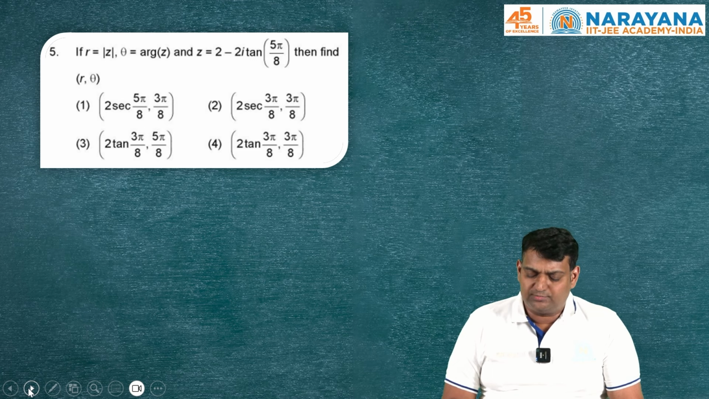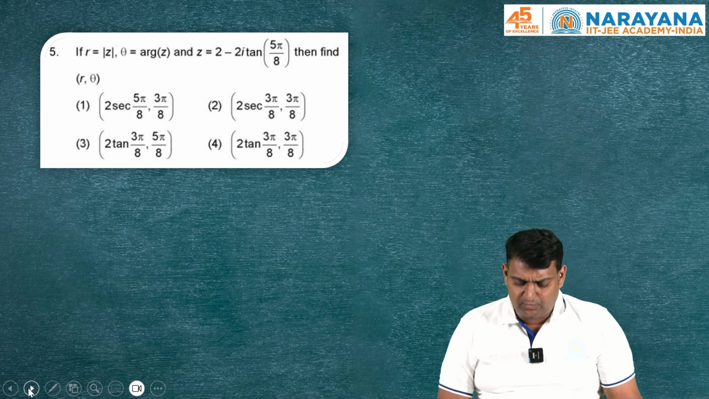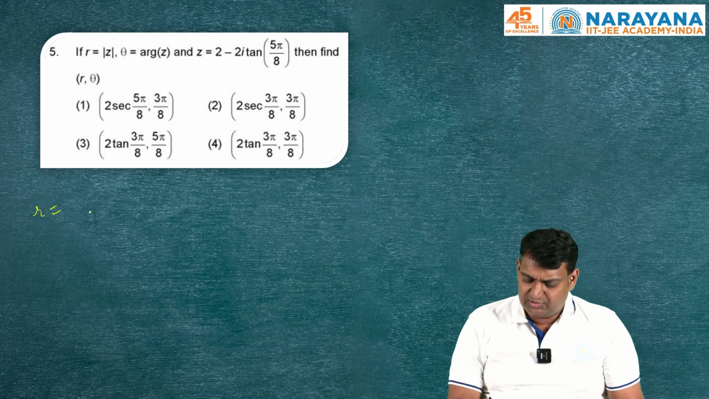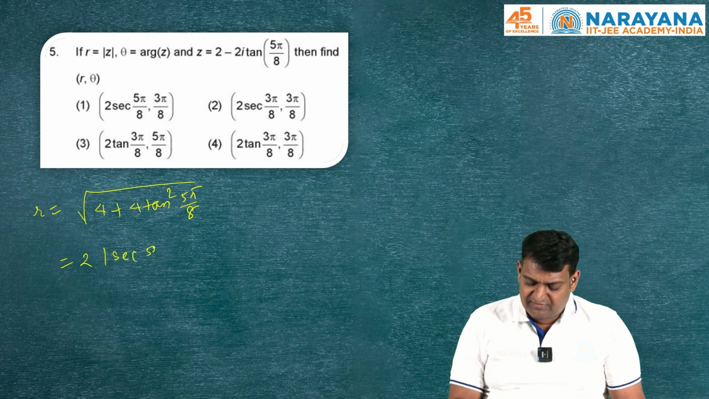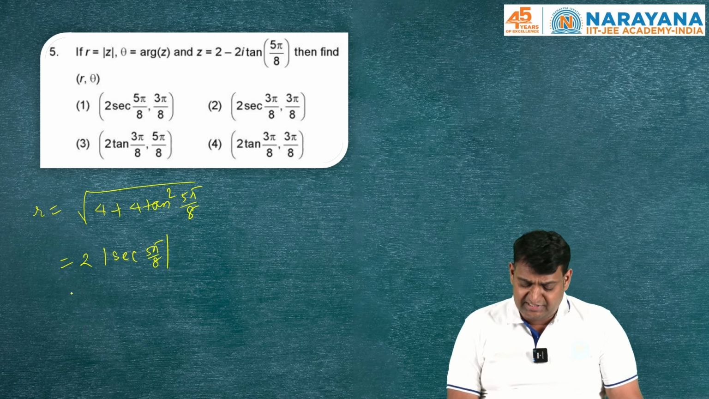It's a complex number problem. He gave a complex number Z and he asked you to find its argument and modulus. So come on, simple. What is r? Mod Z is root over of 4 plus 4 tan square 5 pi by 8. 4 will come out, 1 plus tan square theta is secant square theta, root over of secant square theta is mod of secant 5 pi by 8. But 5 pi by 8 is an angle in the second quadrant where secant is negative. So this is minus 2 secant 5 pi by 8.